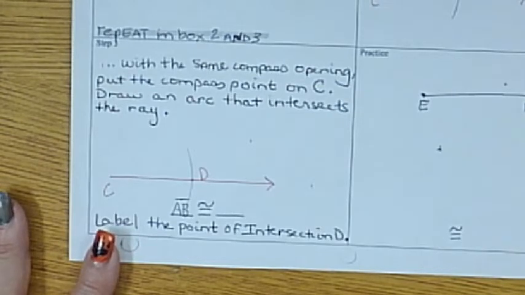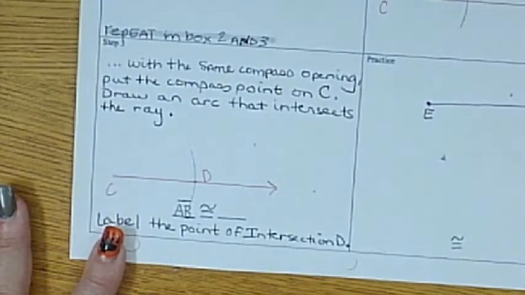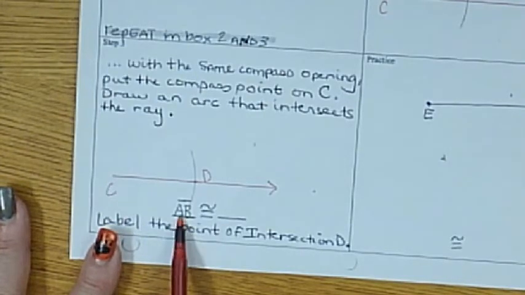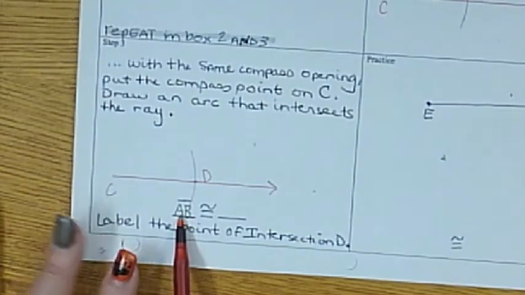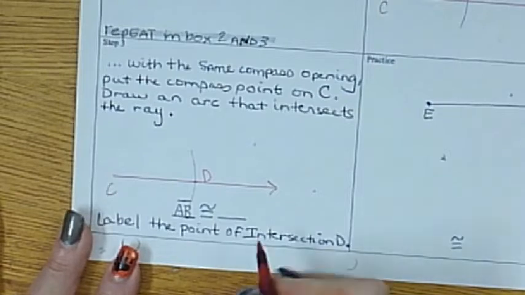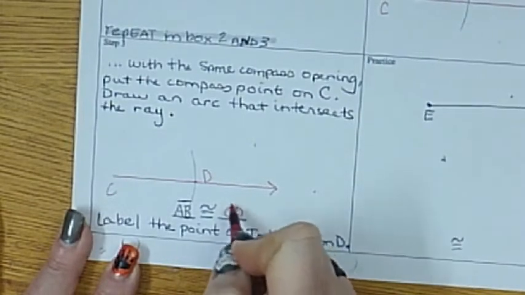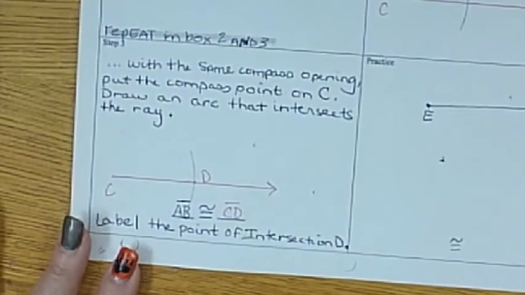Okay, now remembering our notation from previous sections, we're going to write AB, which was the original that we measured, is congruent to what? CD, and with congruency, we put a bar up above it.